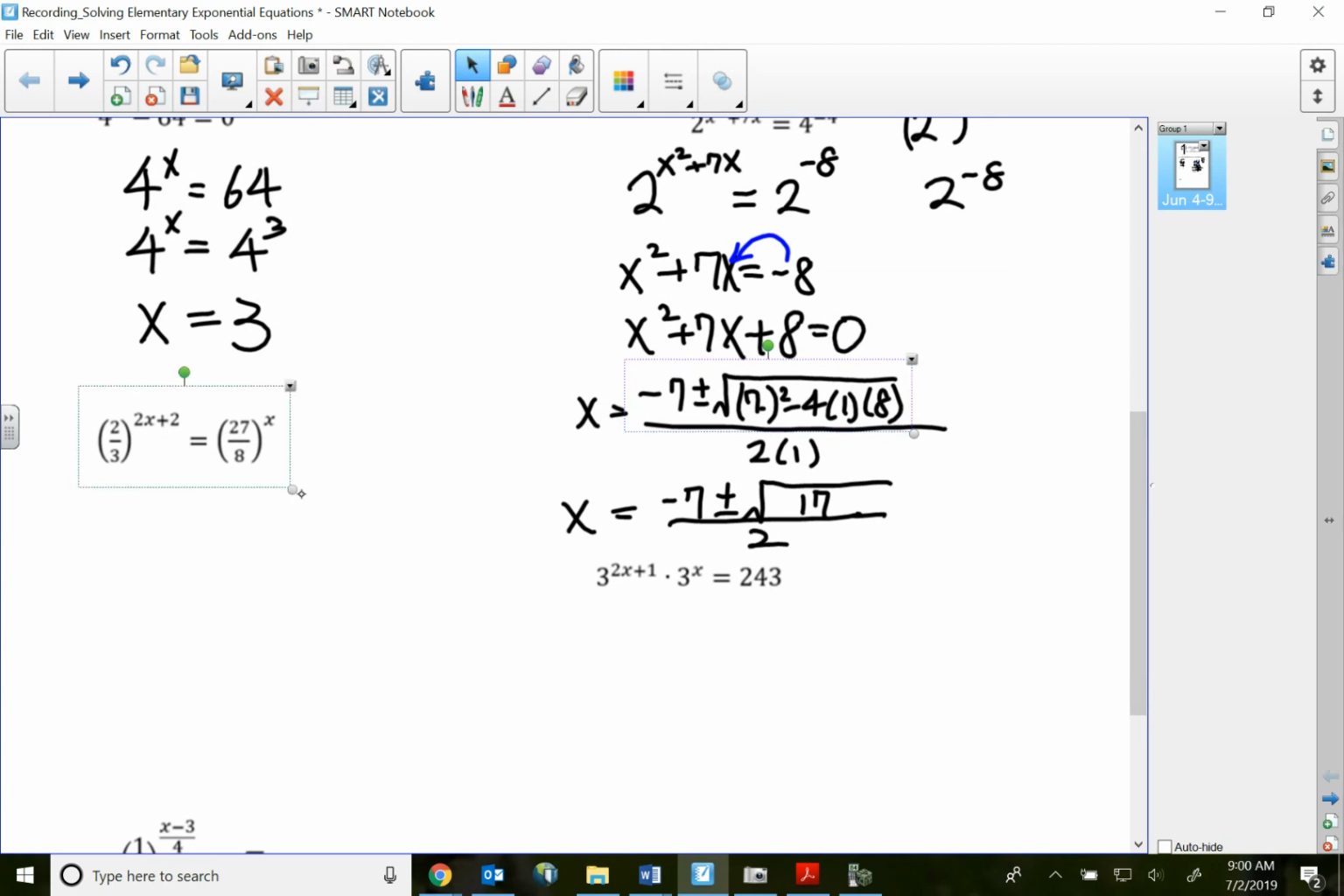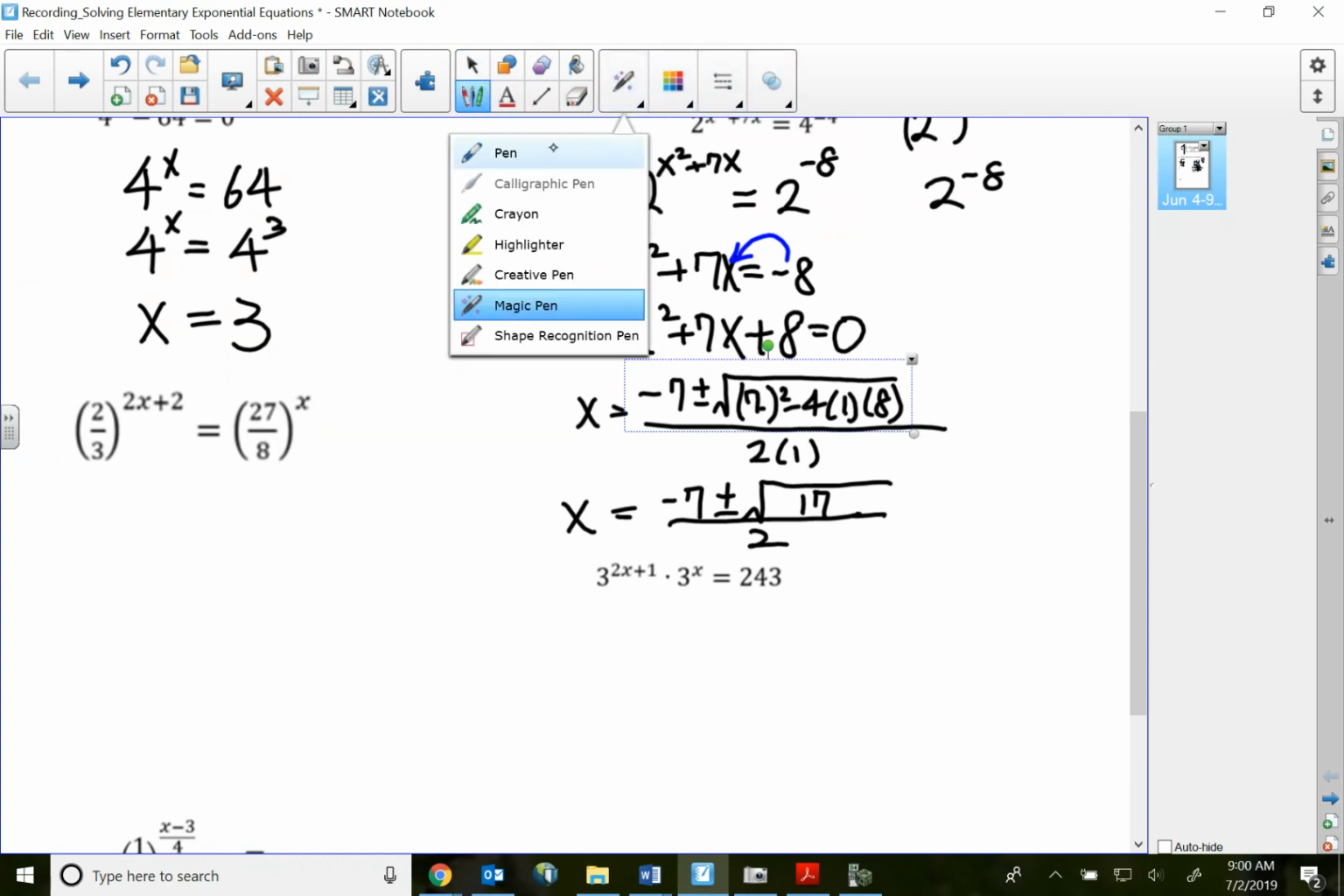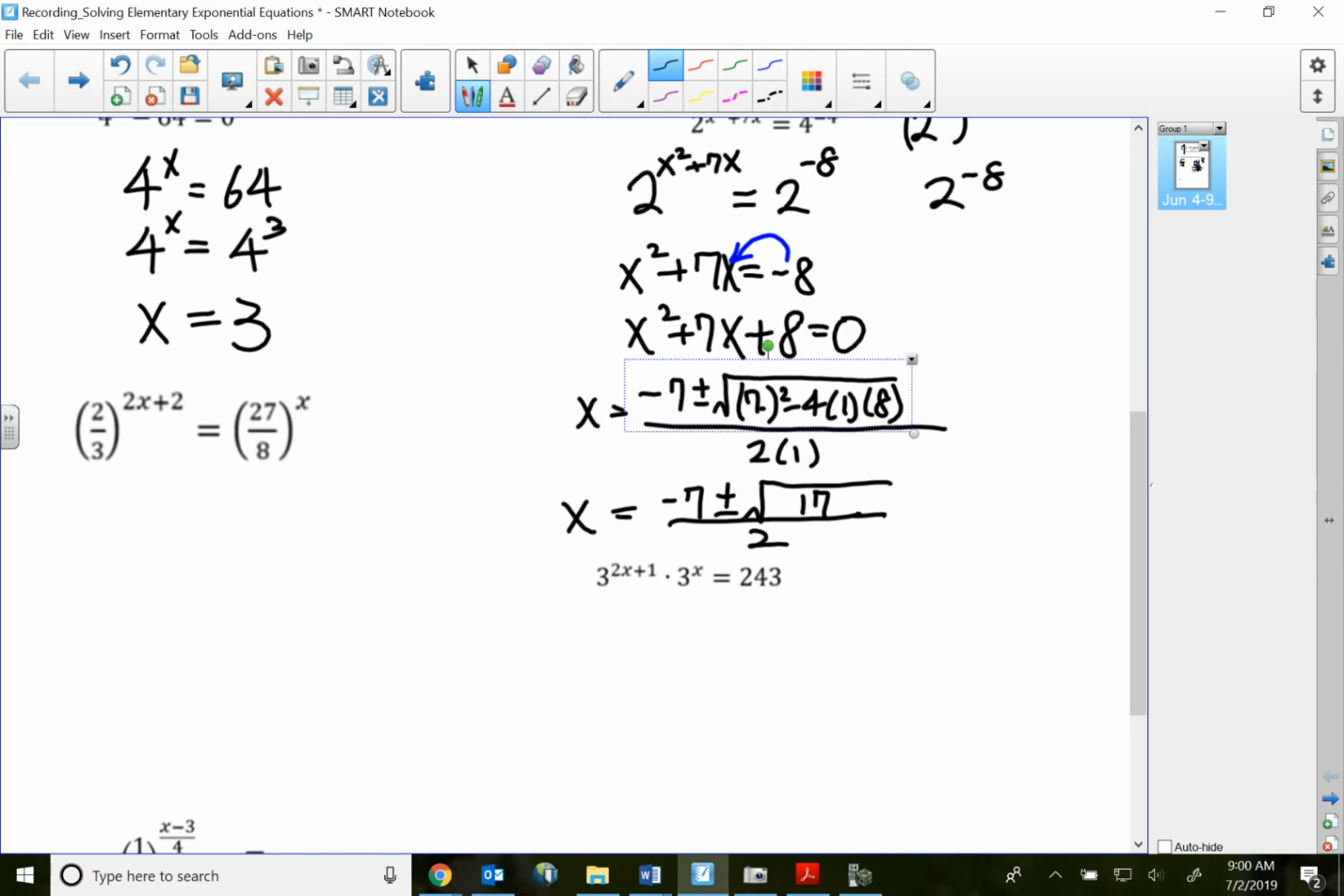All right, this one here, let's make the base the same. I like my 2/3, but 27 over 8 is not quite 2/3 yet. But if you look closely, 27 can be rewritten as 3 to the third power, and 8 can be rewritten as 2 to the third power.